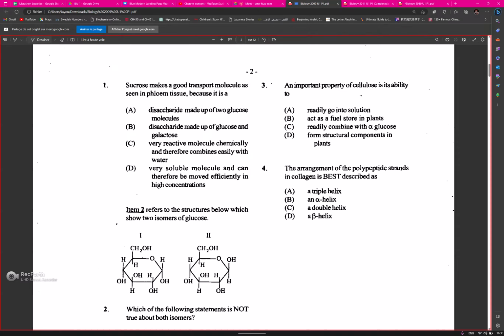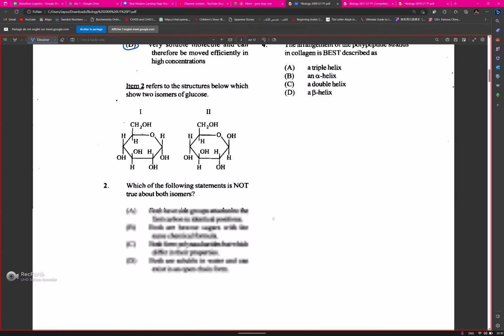Sucrose makes a good transport molecule as seen in phloem tissue because it is a... wonderful, right? This is alpha, this is beta. So, which of the following statements is not true of both isomers?